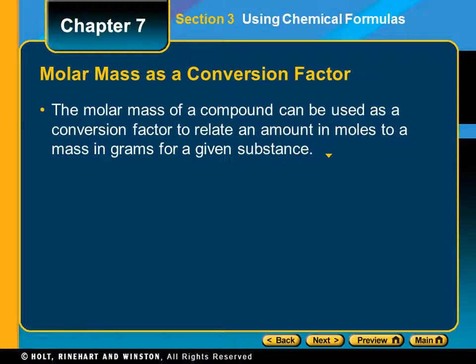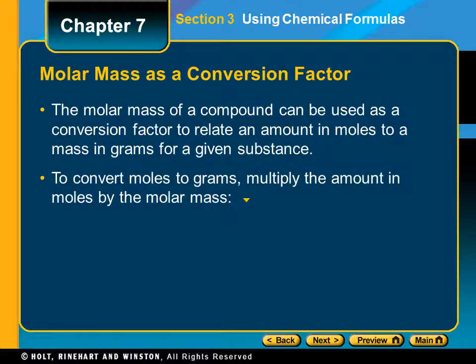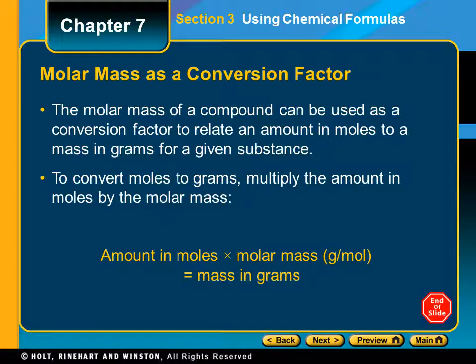Now, as we've talked about earlier, we can use molar mass as a conversion factor. The molar mass of a compound can be used as a conversion factor to relate an amount in moles to a mass in grams for a given substance. Again, this is math we've done. To convert moles to grams, multiply the amount in moles by the molar mass. So amount in moles times molar mass, grams per mole, equals mass in grams.